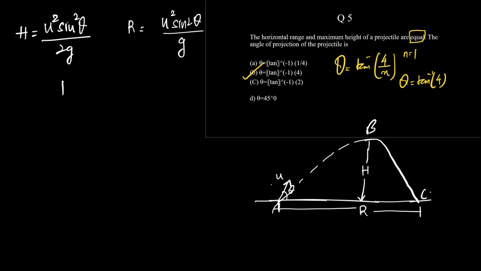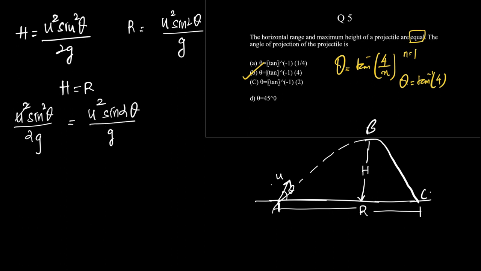And according to the question, the height of a projectile and range are equal. When we say that height is equal to range, what do we get? u square sine square theta by 2g is equal to u square sine 2 theta by g. So u square by u square is 1, g by g is 1. So what we get is sine square theta by 2 is equal to sine 2 theta.